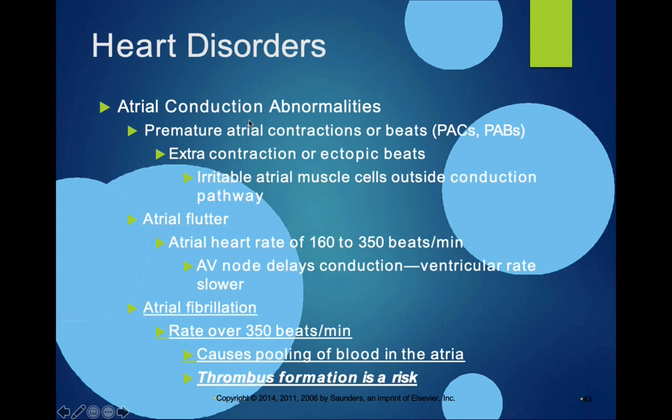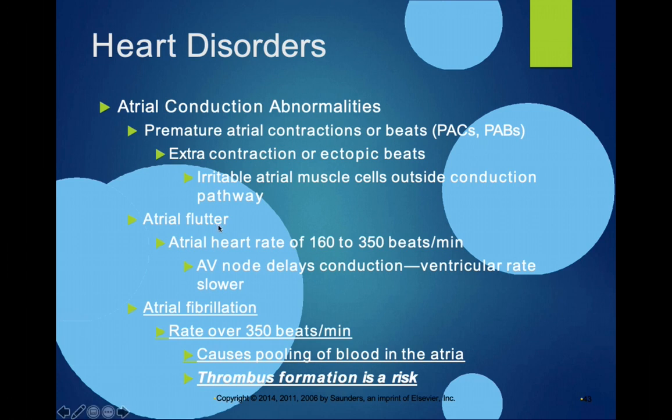Okay, atrial conduction abnormalities. Let's see, premature atrial contractions or beats. These are PACs or PABs. There's an extra contraction, or ectopic beat. You heard me use this word before, ectopy, when I talked about Lasix and diuretics, that there were people who would die from these ventricular ectopic contractions.